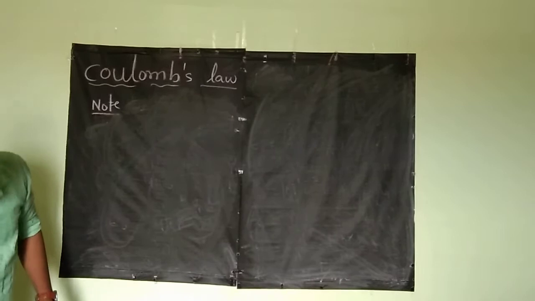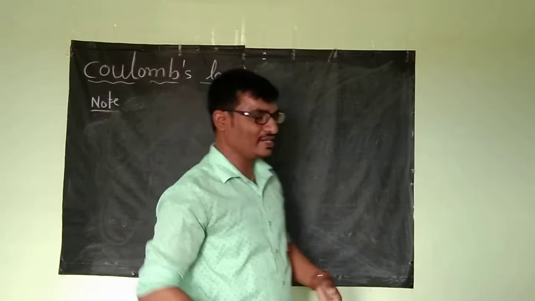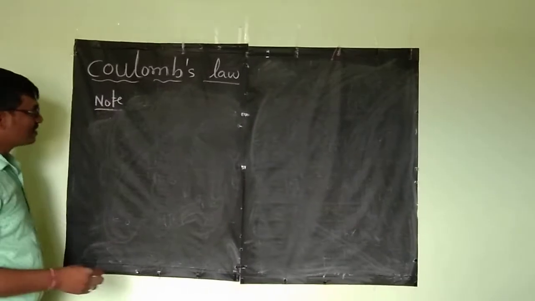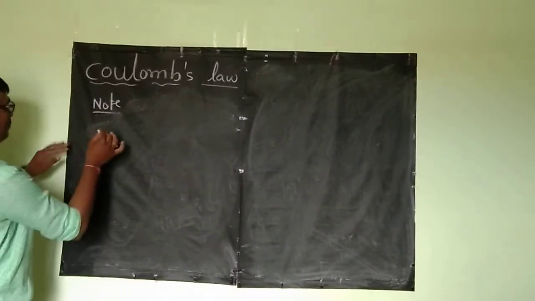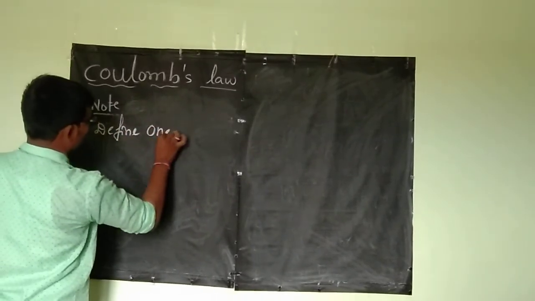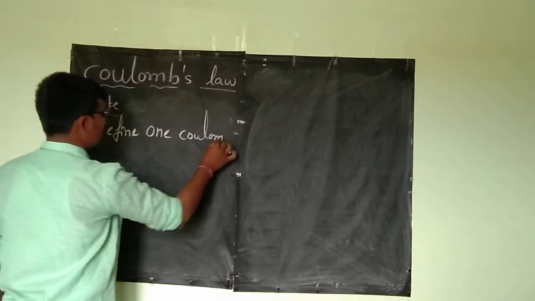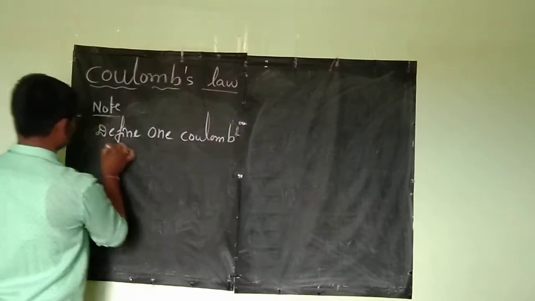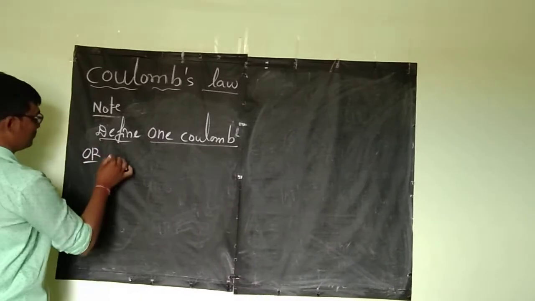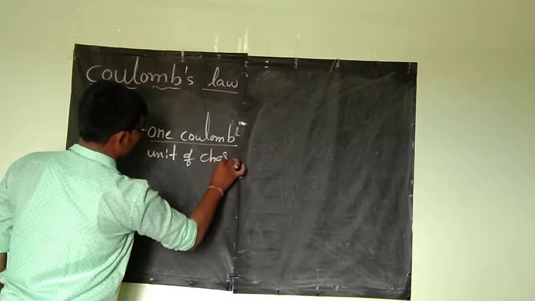One of the very important 1 mark questions. It repeats many times in the PU board question paper. Define 1 Coulomb. Or define unit of charge. They can ask like this also.